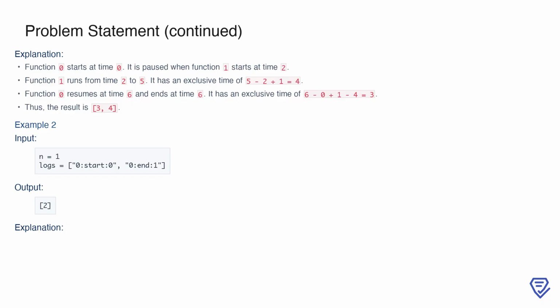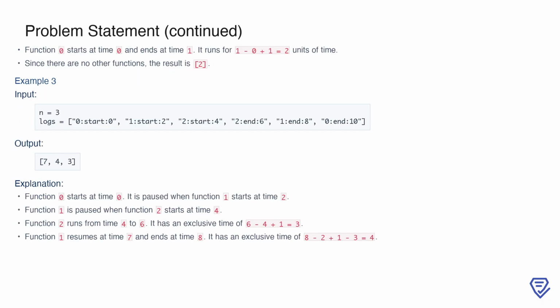In the second example, there is only one function. Function 0 starts at timestamp 0 and ends at timestamp 1. It runs without any interruptions, so its exclusive time is simply 1 - 0 + 1, which equals 2 units. The result in this case is 2.